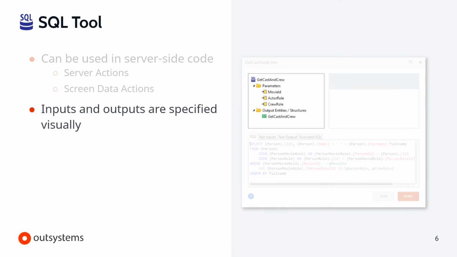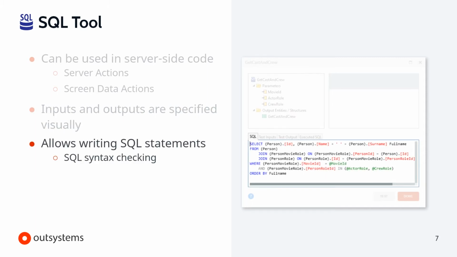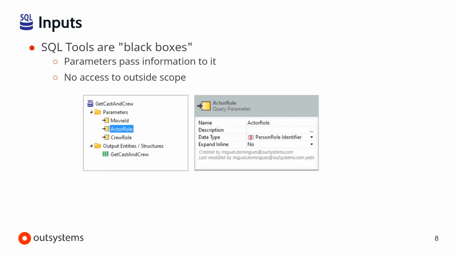The inputs and outputs have to be defined ahead of time, which you can do using the visual editor at the top. Inside the SQL tool is where you will be able to write SQL statements. You will write the SQL itself manually in the tab at the bottom. As you're writing it, the SQL tool will do syntax checking and tell you if the SQL you're writing has any errors. It will also highlight all of the different keywords, any of the different attributes or the entities, and the input parameters.